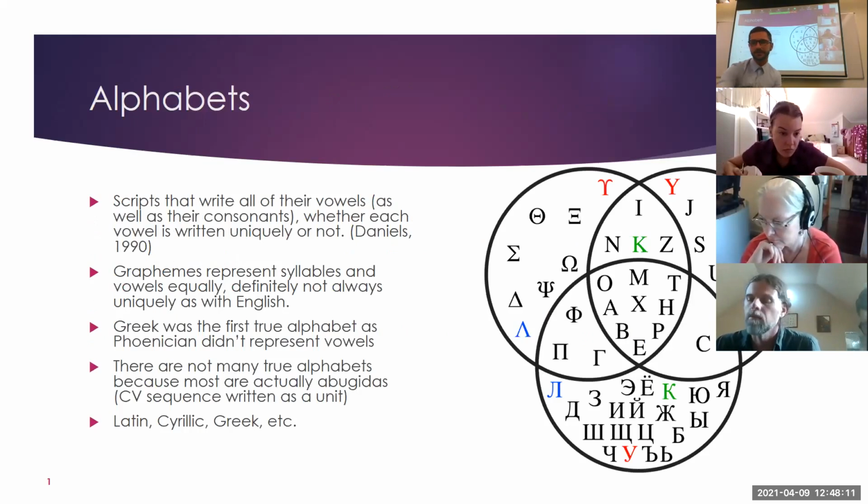So just to start off with, the one that everyone is most familiar with is alphabets. Alphabets are scripts that write all of their vowels as well as their consonants, whether each vowel is written uniquely or not.